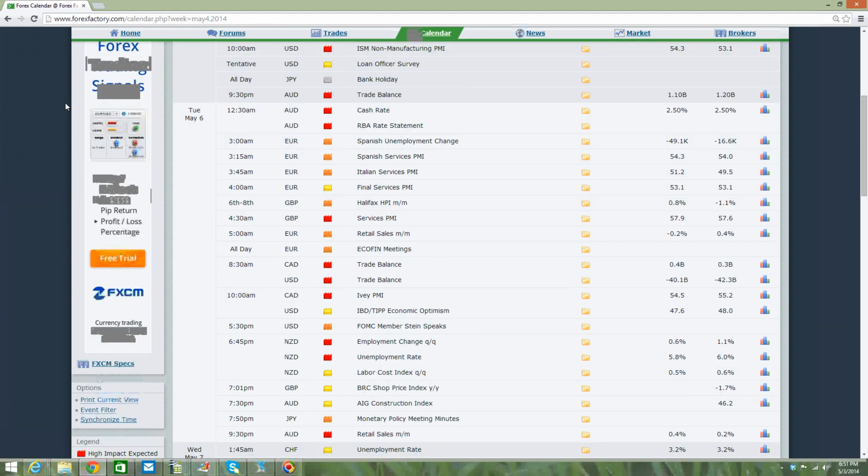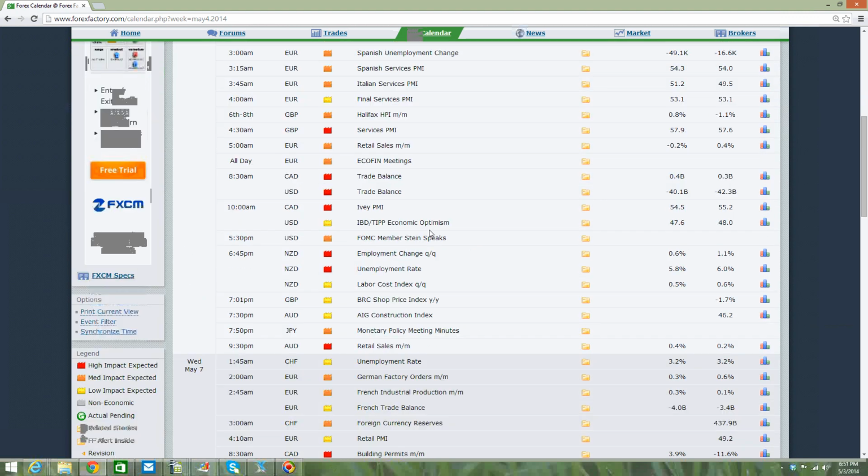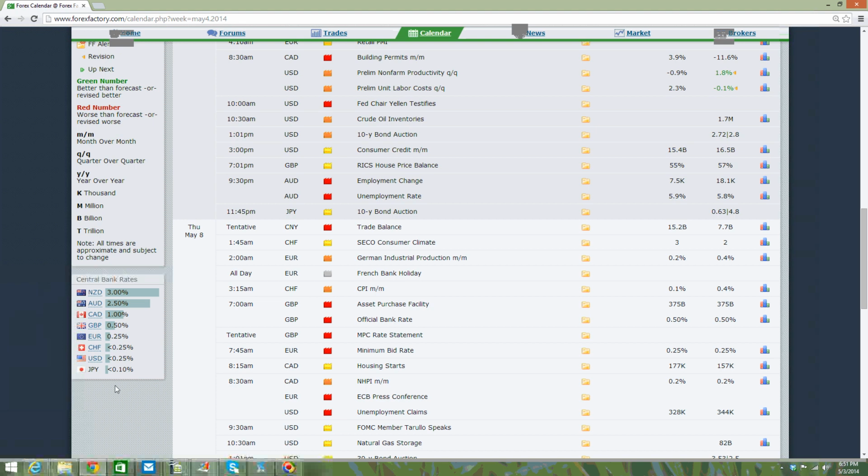On the economic calendar here, on the left side, you have the central bank rates, and as you can see, we are talking about 3% in New Zealand, 2.5% in Australia, 1% in Canada, 0.5% in the UK, 0.25 in Europe, less than 0.25 in Switzerland, less than 0.25 in the United States, and almost 0 in Japan.